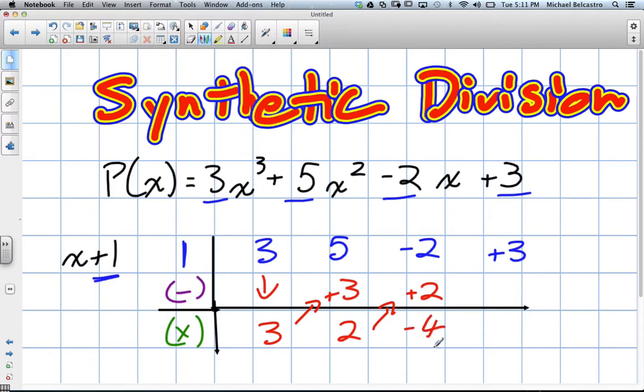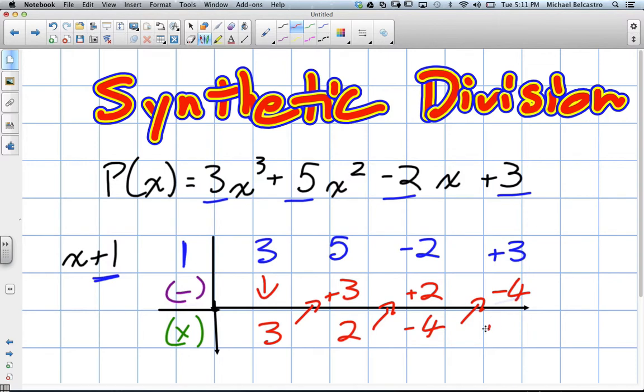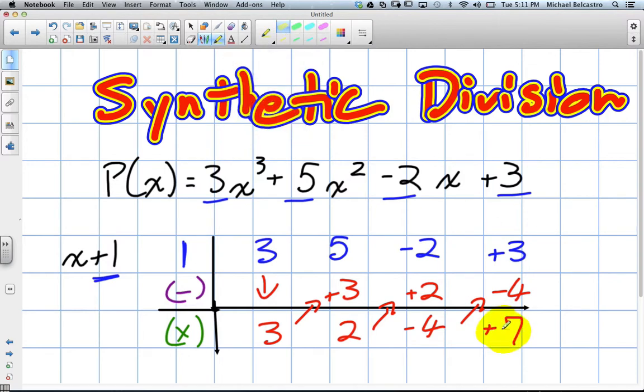Take that same idea, negative 4, multiply it by our 1, and we're still going to get negative 4. And now this one is a little simpler to work with because this value here happens to be 1. And we subtract those values again. Positive 3 subtract negative 4 gives us positive 7. So the value at the end here is important. That's our remainder in this question. So we know we have remainder 7.